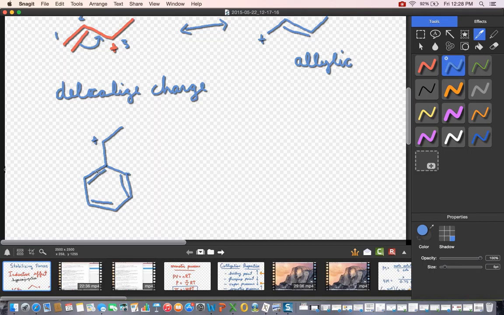I can push pi electrons, and in fact there are certainly more than 2 possible resonance structures that will stabilize the benzylic carbocation as I have drawn it.